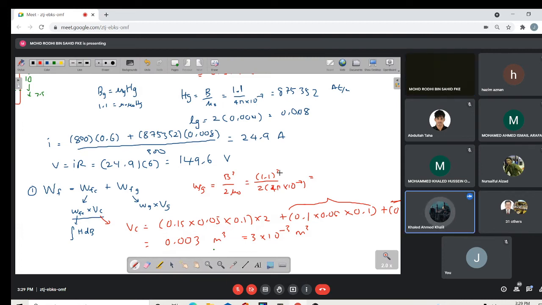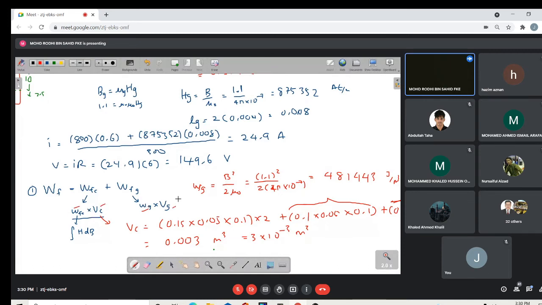481,443. Is it 481,000? Yes. 443. Okay. So the unit is again joule per meter cube. Okay, so we are done with this.